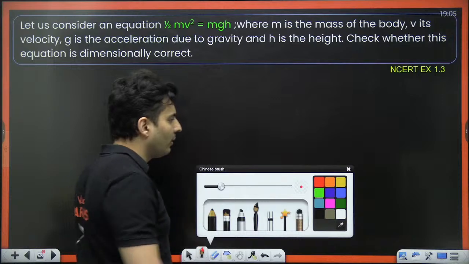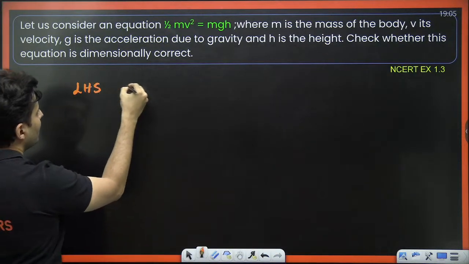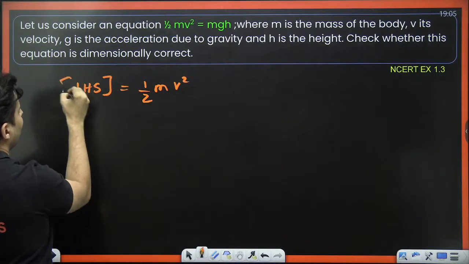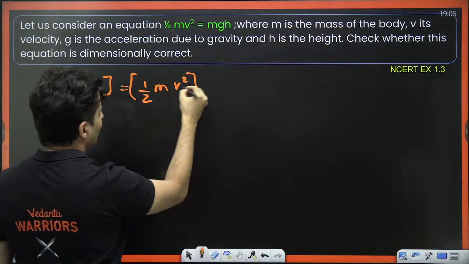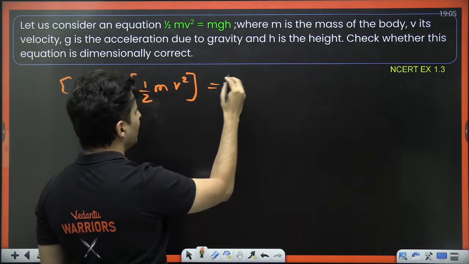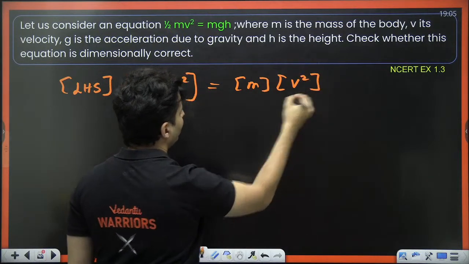It's very, very straightforward. Start with the left hand side. It is basically half mv square. So when you check the dimensions here, you have to check the dimensions of half mv square. Half is a dimensionless number, ignore it. So you just take the dimensions of mass and velocity square.